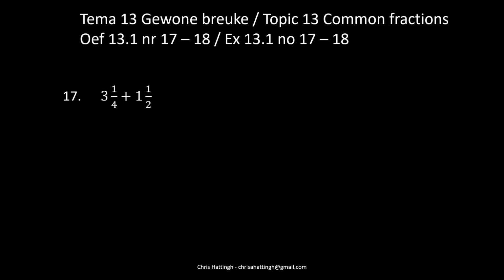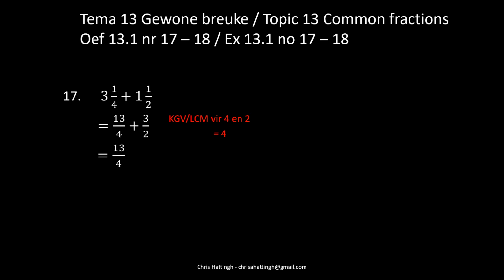Number 17, convert it to improper fractions. So it's going to be 13/4 plus 3/2. You need to get a common denominator. So for a 4 and a 2, it will be 4.